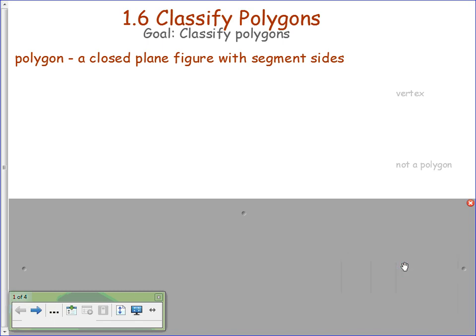Section 1.6, classify polygons. Our goal is pretty simple. It is to be able to classify polygons. So we start with, what is a polygon? A polygon is a closed plane figure with segment sides. So we draw some things here.